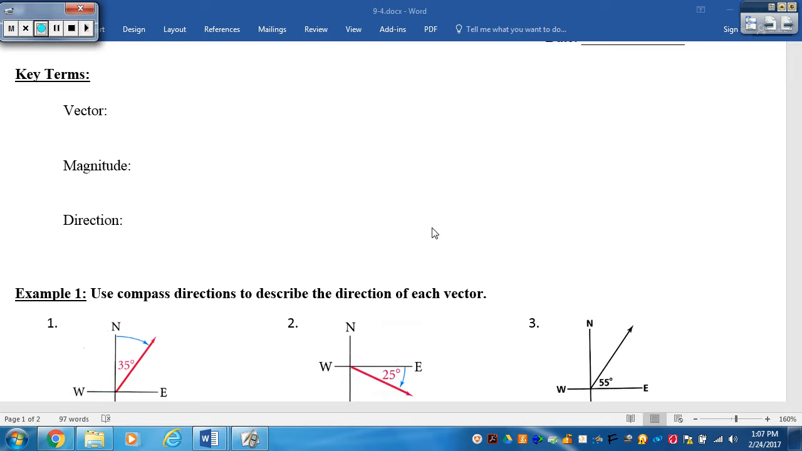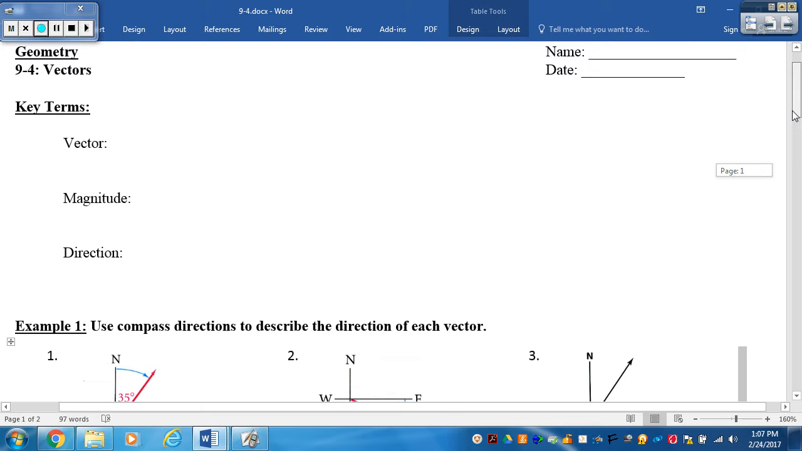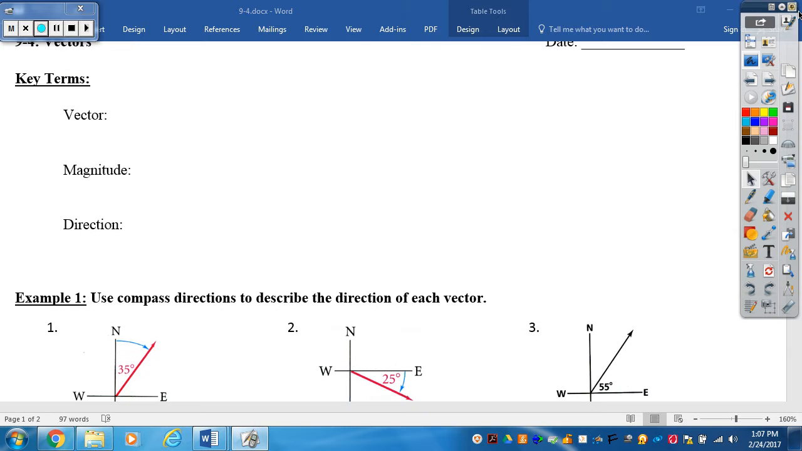Now, for the direction, here's what I'd like you to write down. And let me go ahead and get this going here. Oh, go back up. Okay, it always takes me a moment to get used to the technology because I don't usually use it.